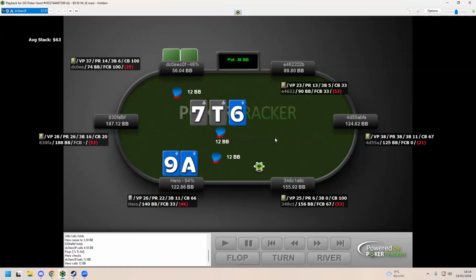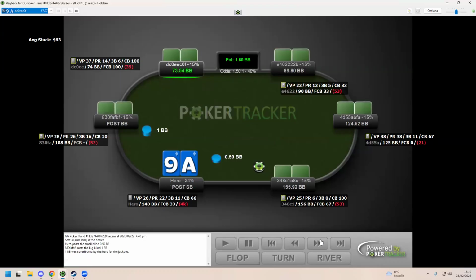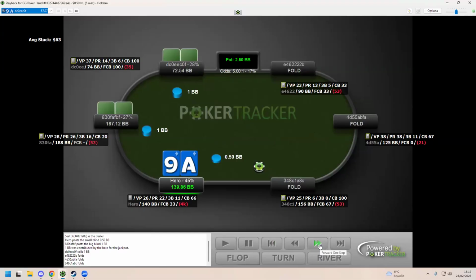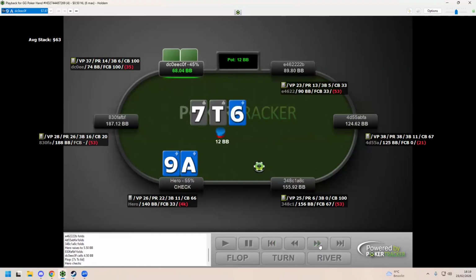Can you go over that whole line again? Go over the whole hand from the beginning. All right, so he's in early position, first position, he limps. Everybody folds up to me. Okay, I like your sizing. He calls. All right, and I get this flop.